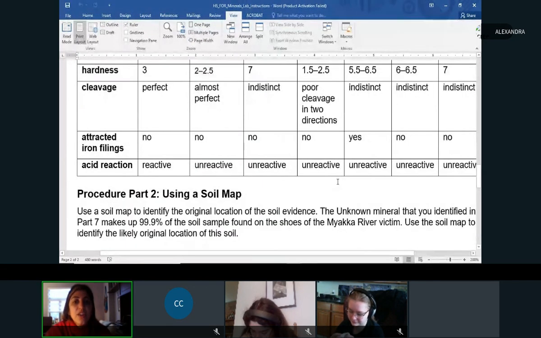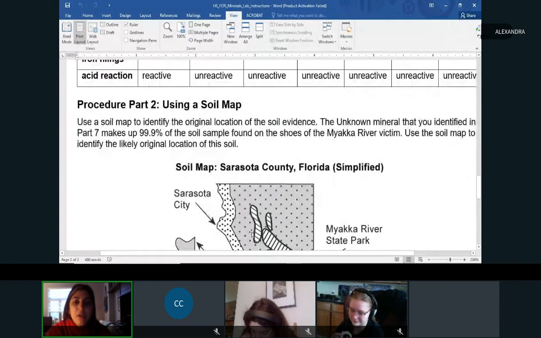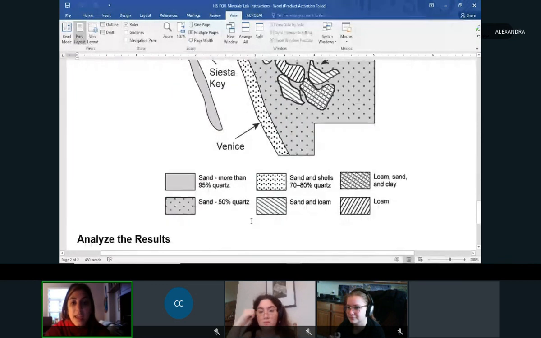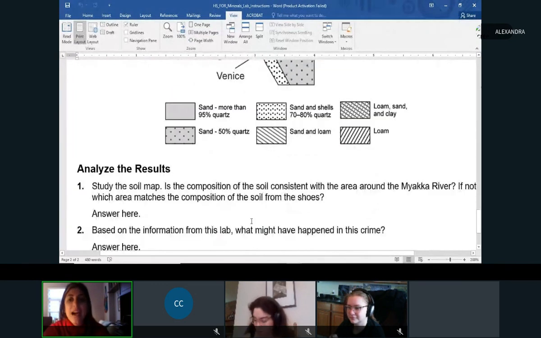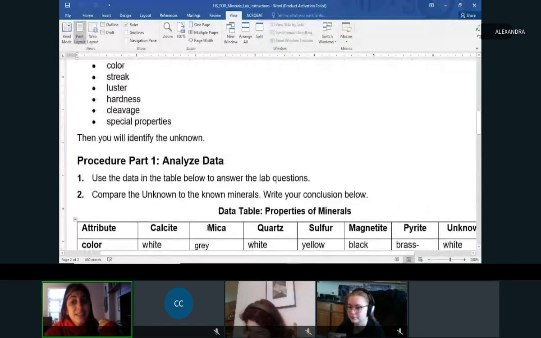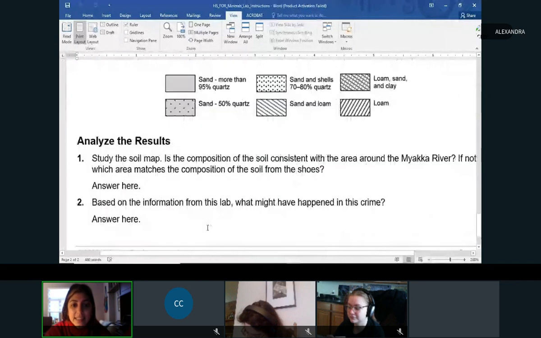Once you do that, you're then going to look at the map of the location where the body was found, and determine where the original source of soil is located, that is, where the body originated from. Was it from the place that it was found? Was it moved? Then you're going to answer these questions. I believe there's a discussion that comes with this as well, but that's the lab from my understanding.